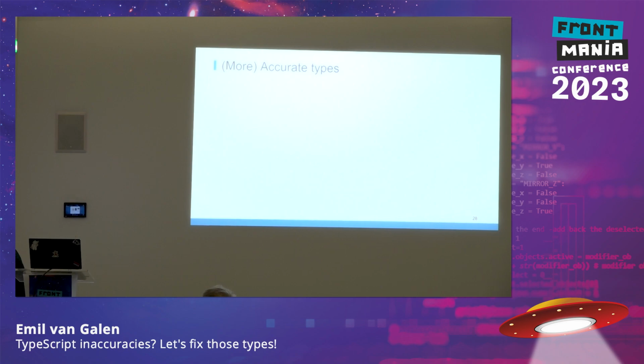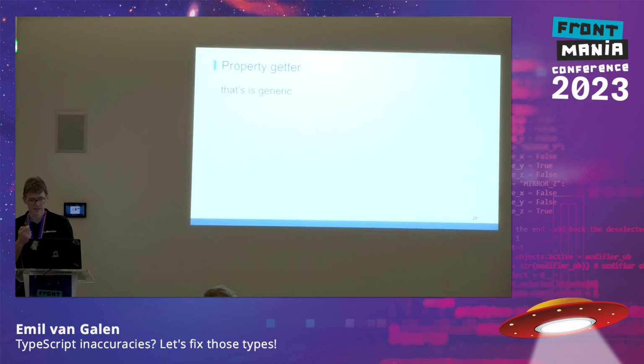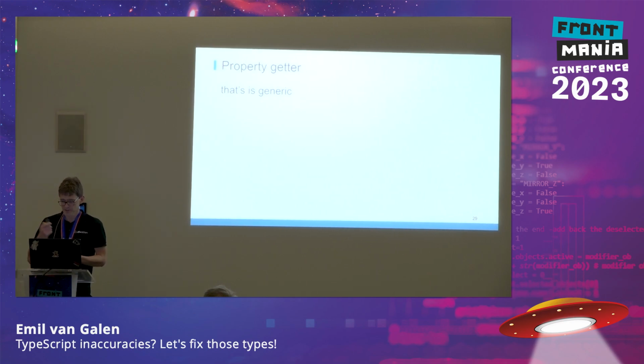So, what about more accurate types? We already saw declaration merging, but we can also use generics, also optionally with the keyof keyword. Let's see how that works. Let's say, for instance, I want to create this getter function where I'm passing an object, and the second argument is a key from a property.